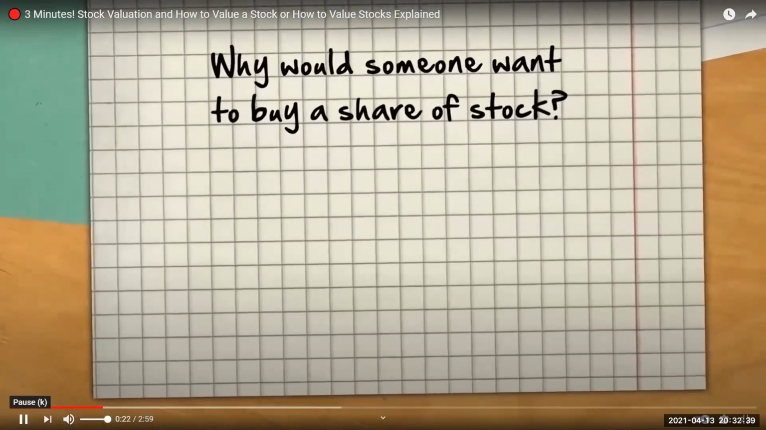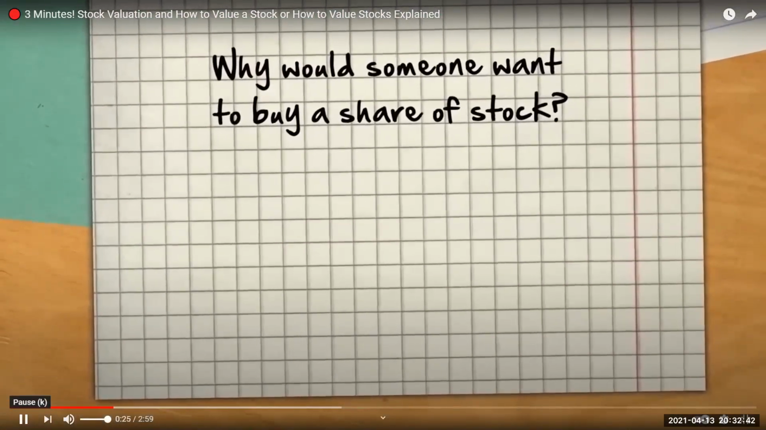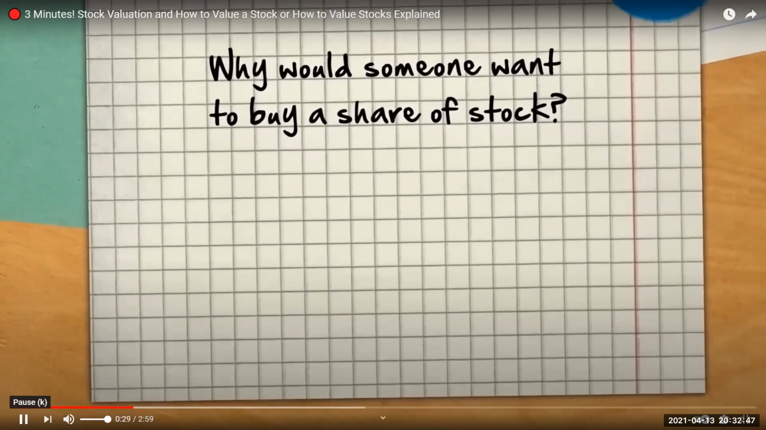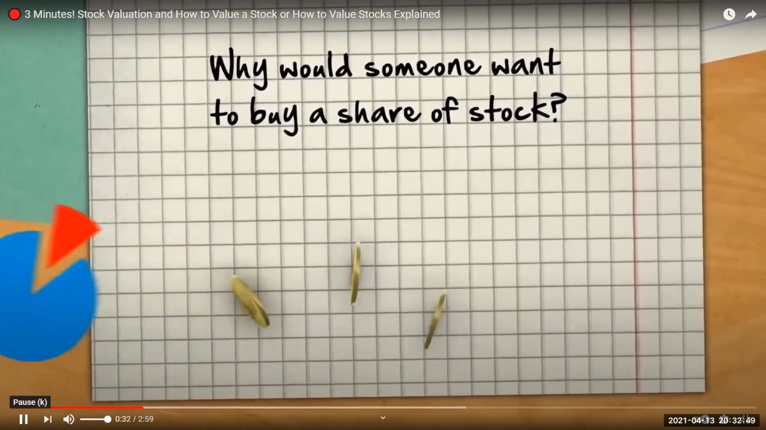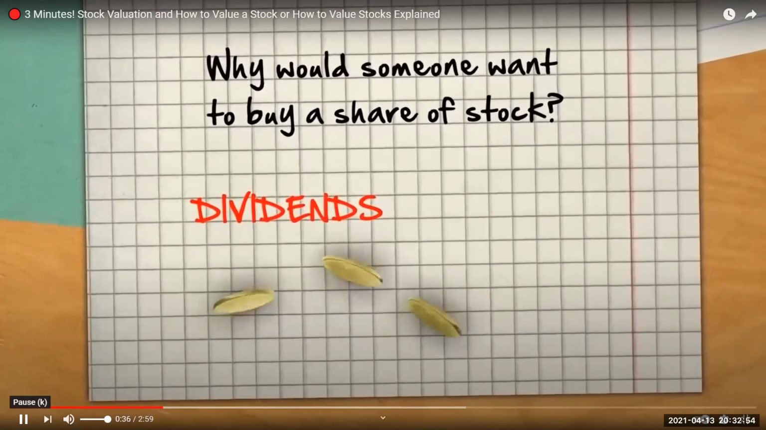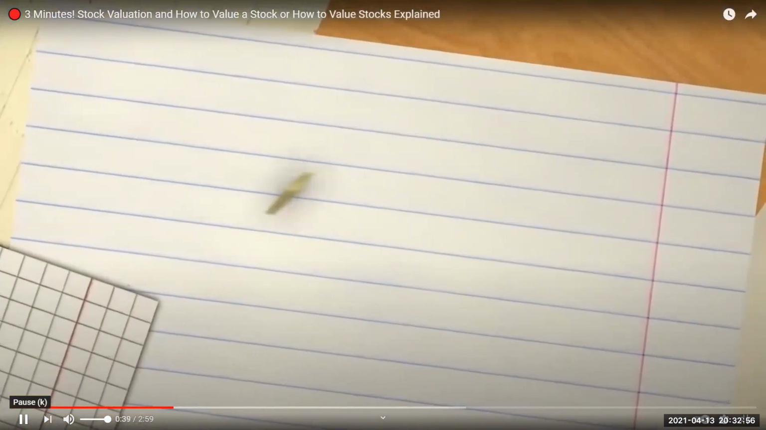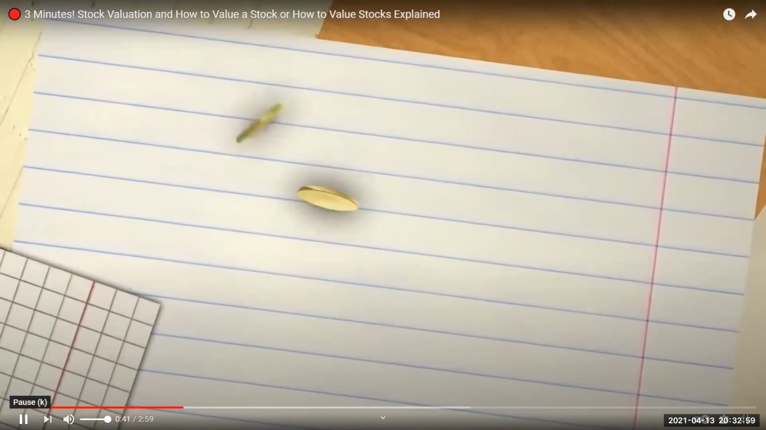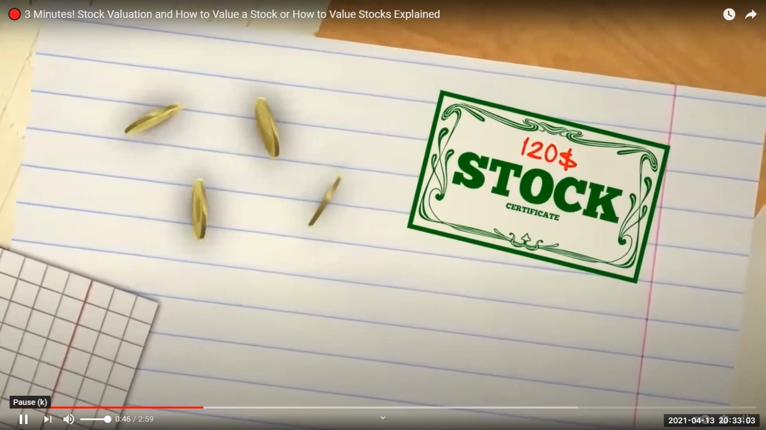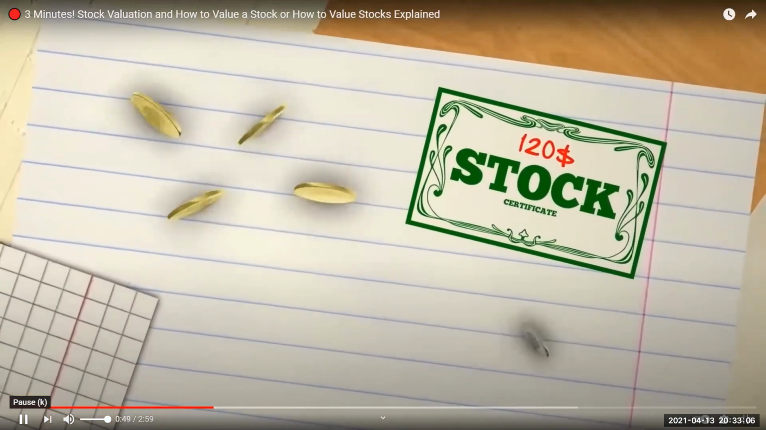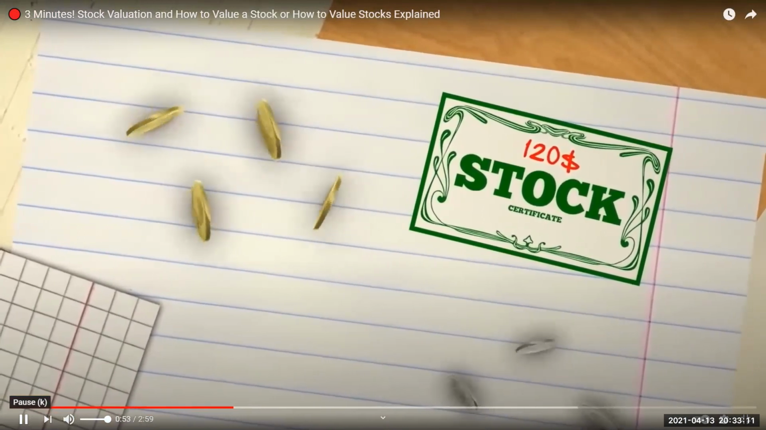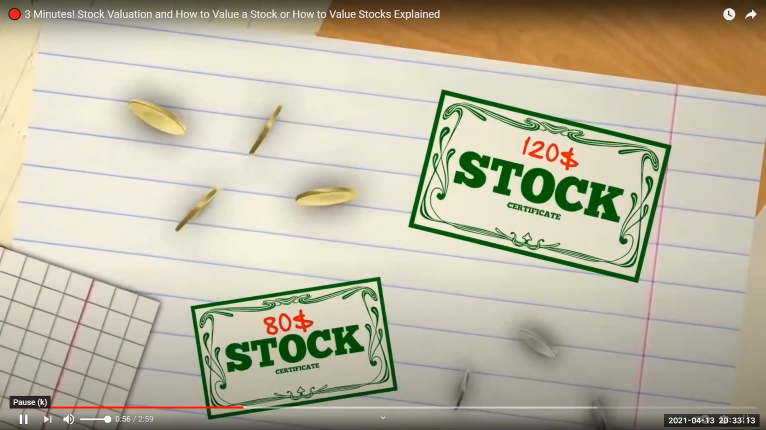Why would someone want to buy a share of stock? In theory, you want to own a company's share of stock so that you can get paid a share of the company's profits. This money is called dividends. Therefore, if a stock's owner is expected to get paid a lot of dividends now and in the future, then the stock should have a high value. On the other hand, if a stock's owner is expected to get paid only little dividends now and in the future, the stock should have a low value.